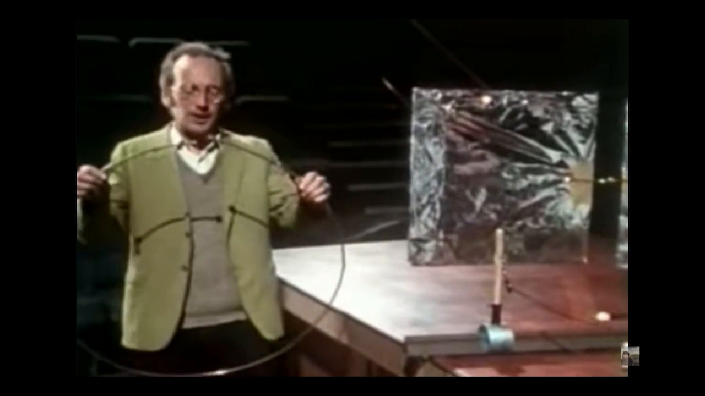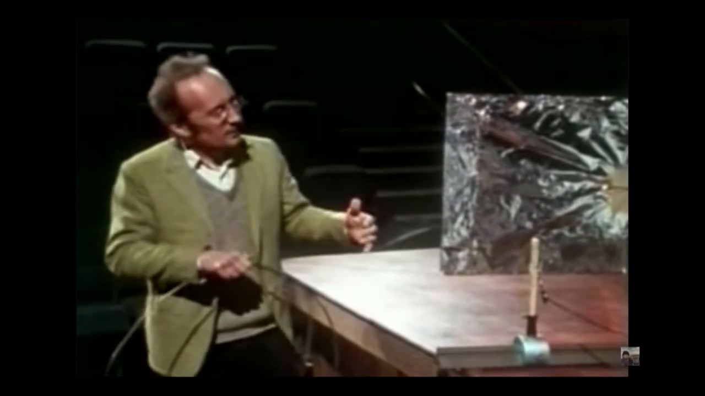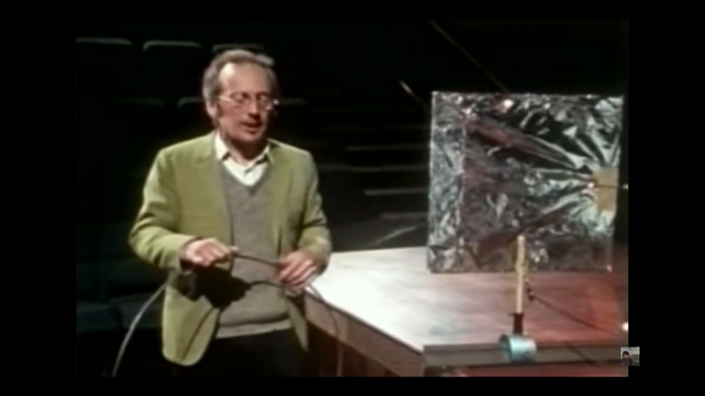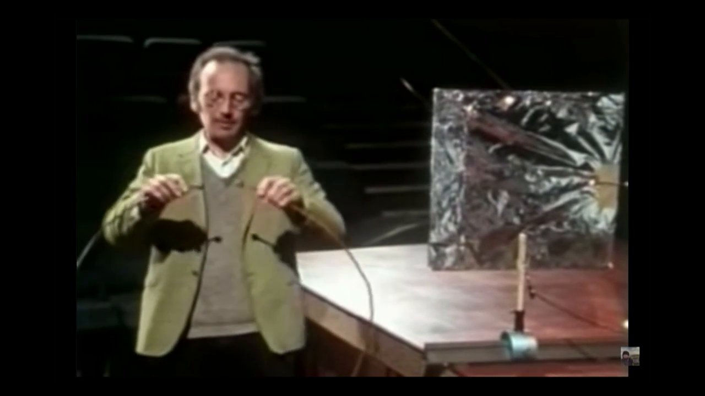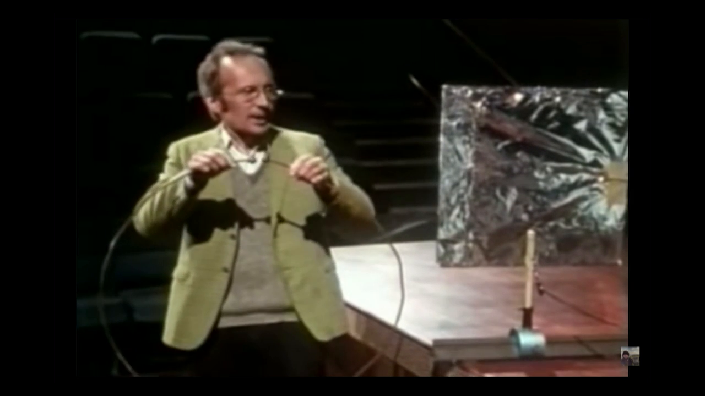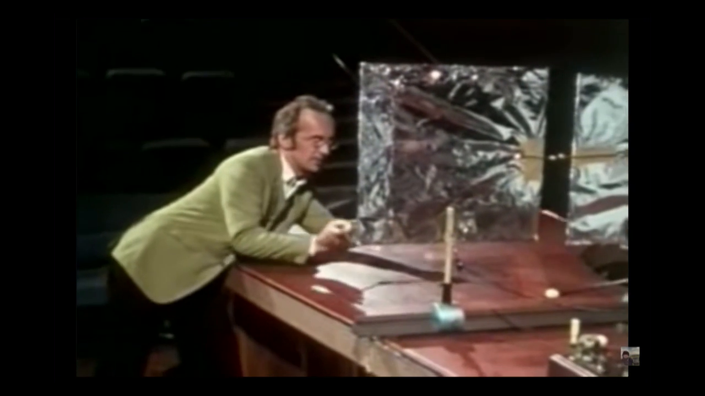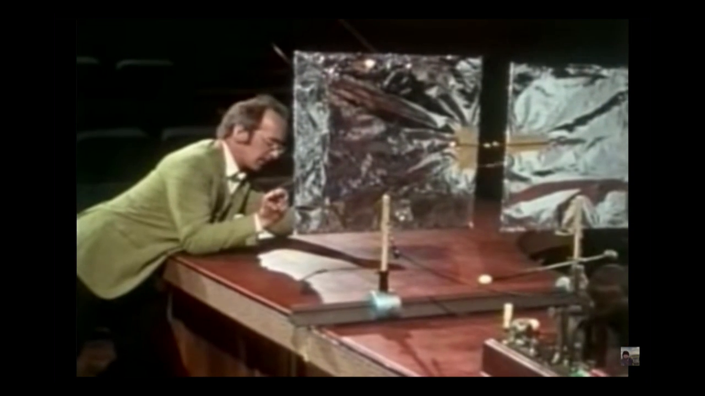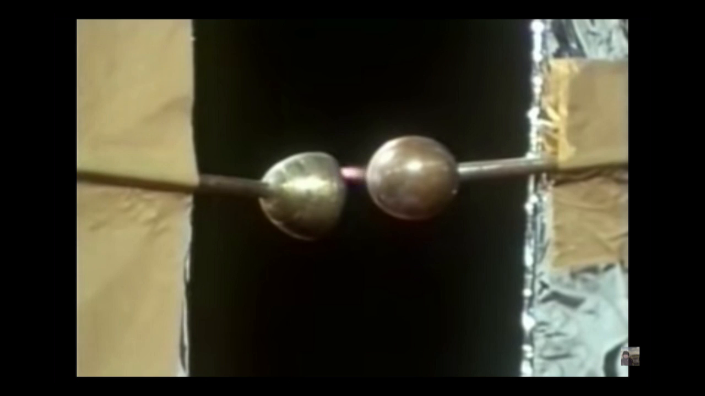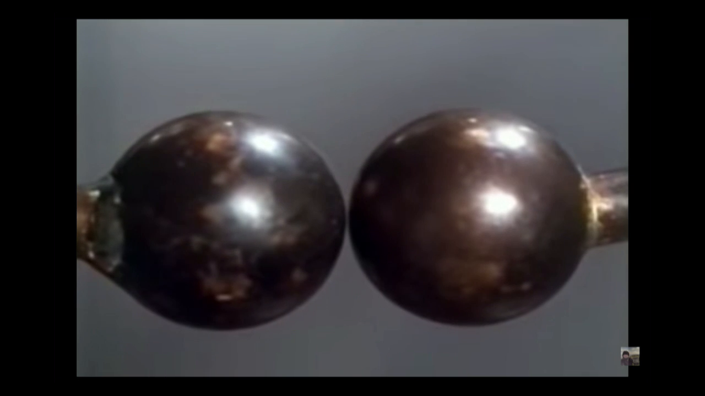This was Hertz's receiver. It's simply a loop of copper wire. Well, the big spark creates radio waves with enough energy to make a tiny spark jump across the gap between these balls in the receiver when they're held very close together. So, hold these in position. Okay, Bill. If you look carefully, you can just see the spark jumping across the gap.